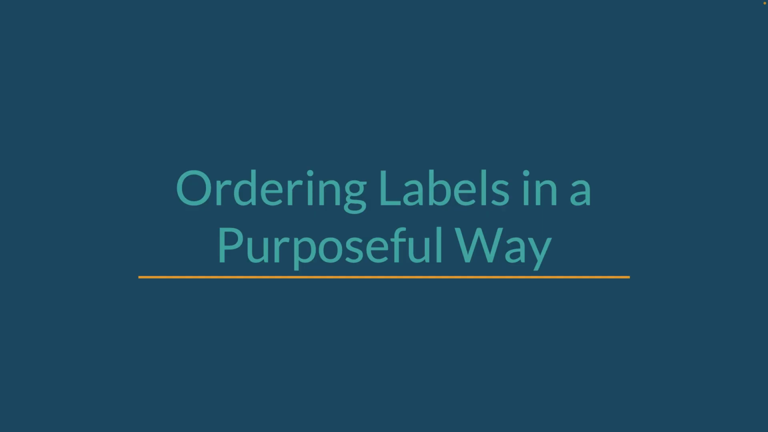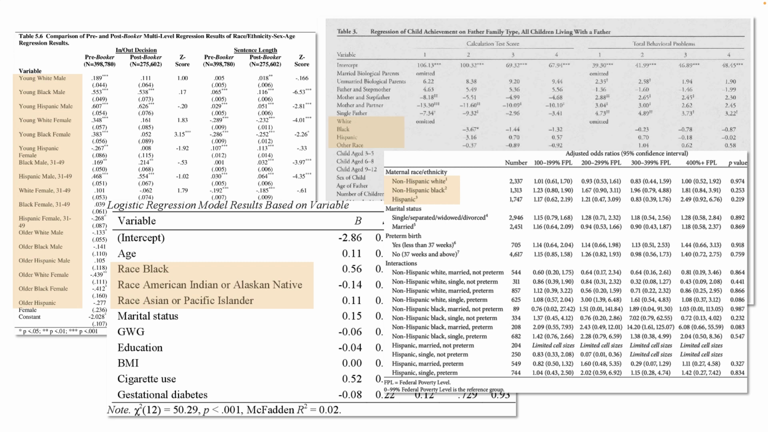Let's turn our attention to ordering labels in a purposeful way. Now, I'm trained as an economist, and what you're going to see here is 4 random tables from 4 random economics journals. And what you might notice in these 4 tables is that the data, the results around race are always ordered the same way. They're always ordered white, black, American Indian or Alaskan Native, Asian Pacific Islander, Hispanic, and other. And the question is why?